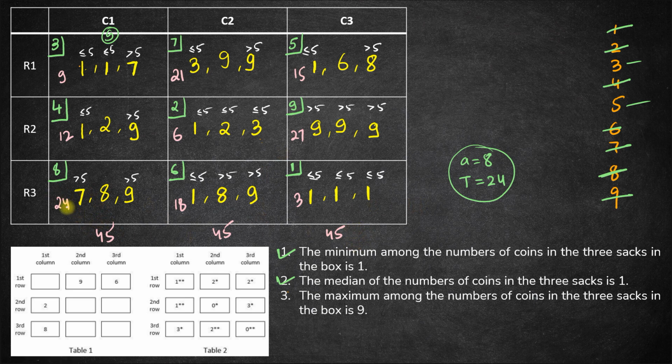Let's look at row wise. 24 plus 18 is 42, 42 plus 3 is 45, 12 plus 6 is 18, 18 plus 27 is again 45, 9 plus 21 is 30, 30 plus 15 is again 45. So each row also has the same sum 45, right? So this is the set that we have. Now let's look at the questions.